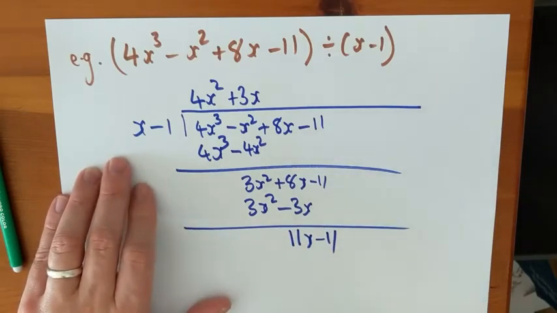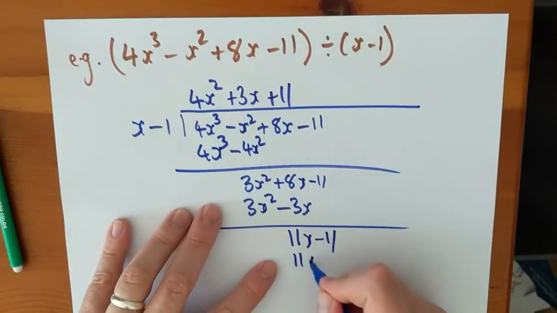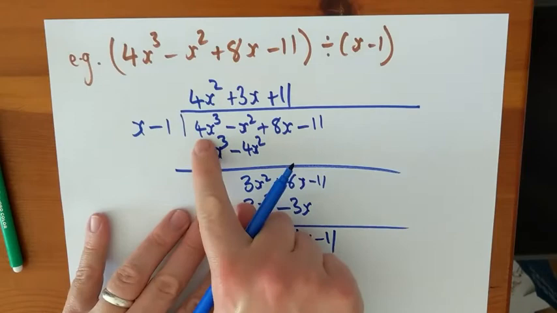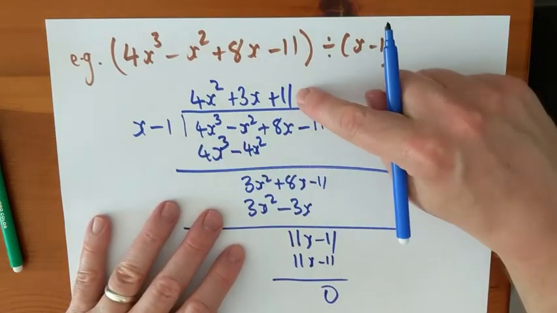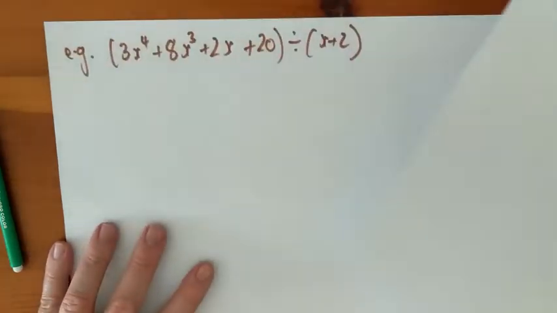The minus 11 comes down, and then that, to match that, I just have to multiply by 11, and it fits in perfectly. So this divided by this is this. This is my quotient, my solution. Let's do one more. Okay.